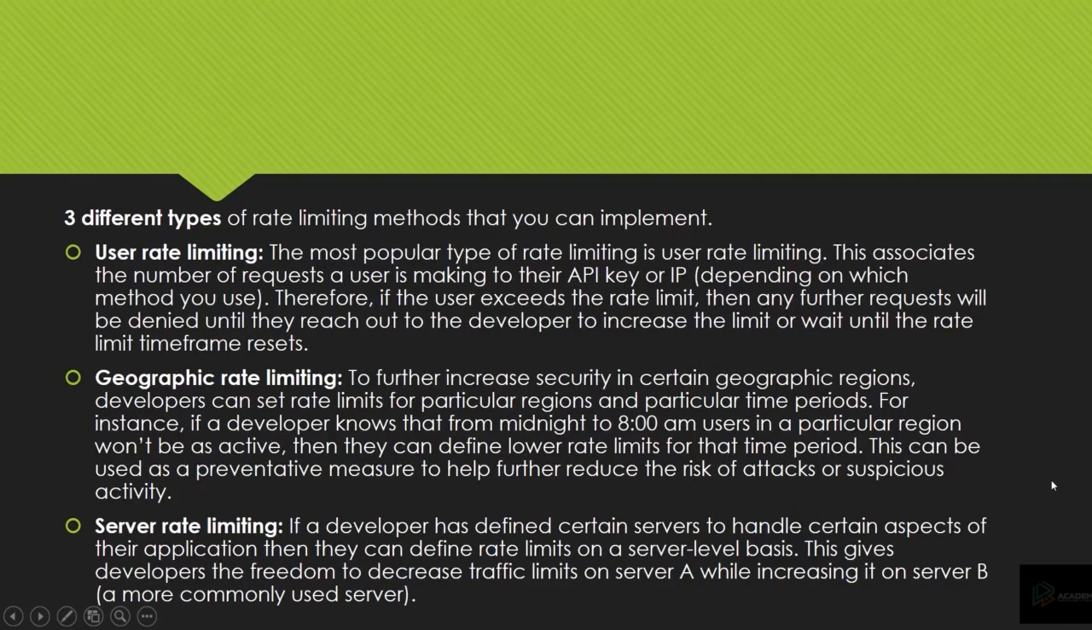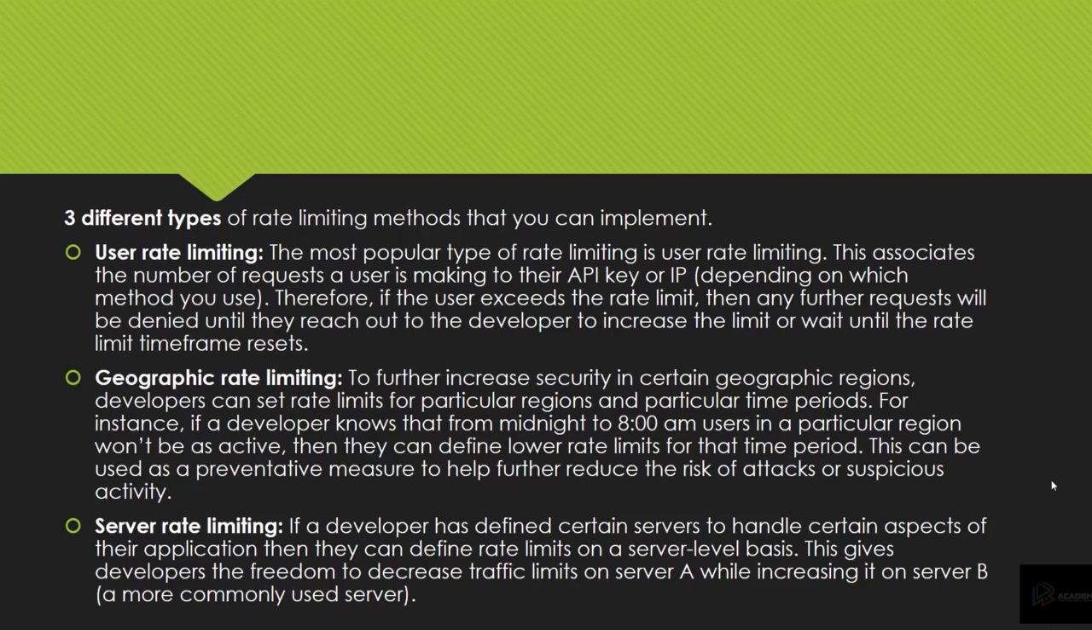There are basically three types of rate limiting methods that can be implemented. The first one is user rate limiting. It is one of the most popular types of rate limiting. This associates the number of requests that a user is making to their API key or IP. Therefore, if the user exceeds the rate limit, then any further requests will be denied until they reach out to the developer to increase the limit or wait until the rate limit time frame resets.